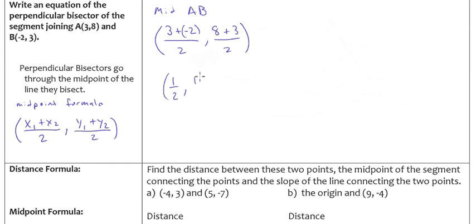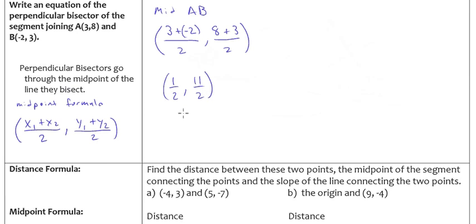And so 11 halves. And I wouldn't worry about changing that to a mixed number. Don't change it to 5 and 1/2. Just leave it as 11 halves. That'll be a little bit easier for us to use. So we know the point that it's going to go through now. It's going to go through (1/2, 11/2).